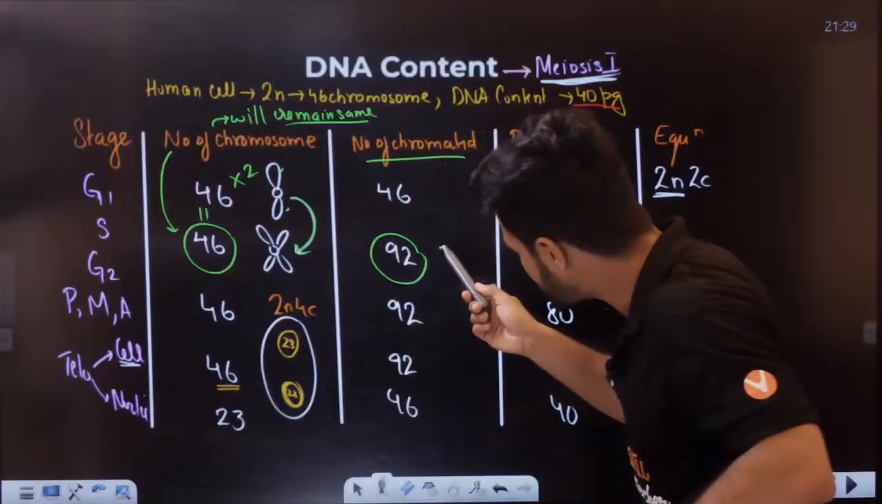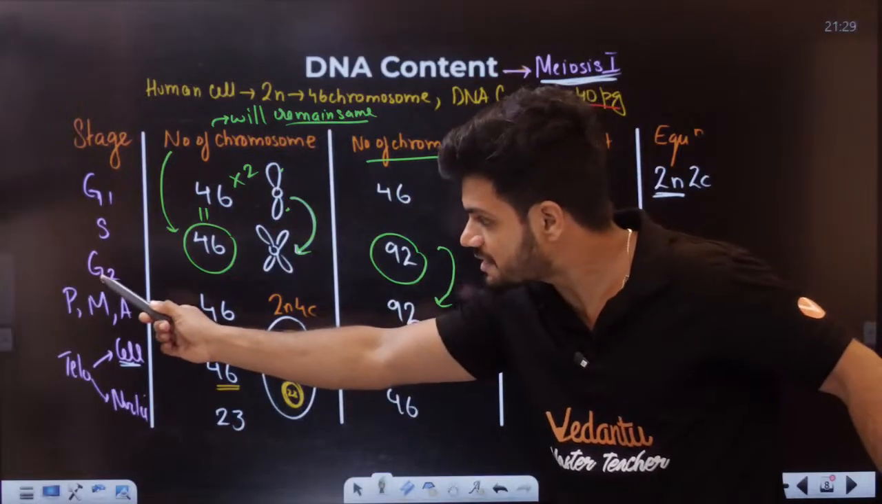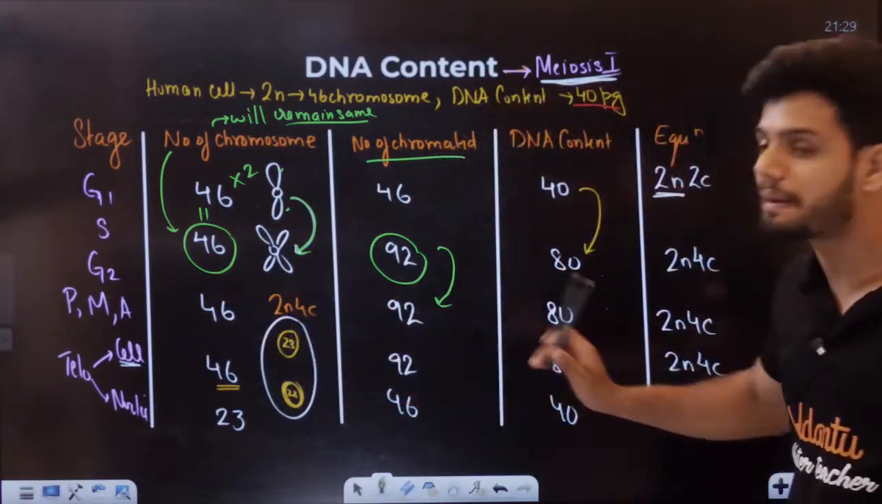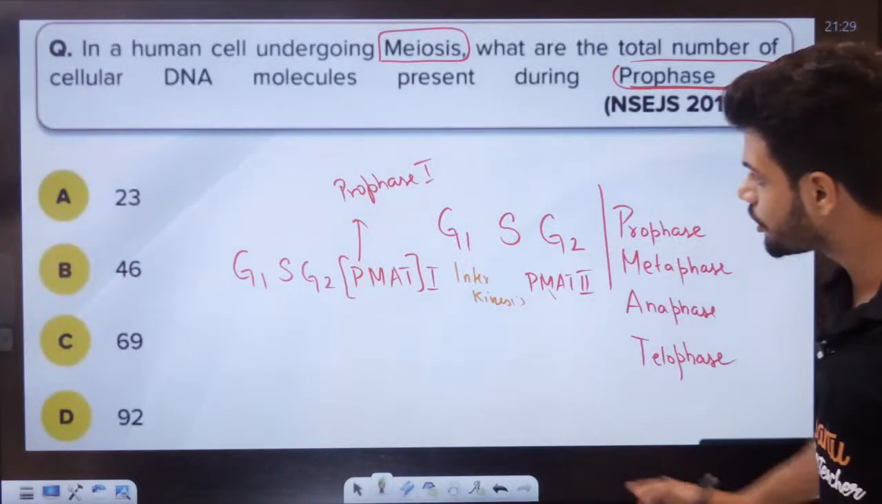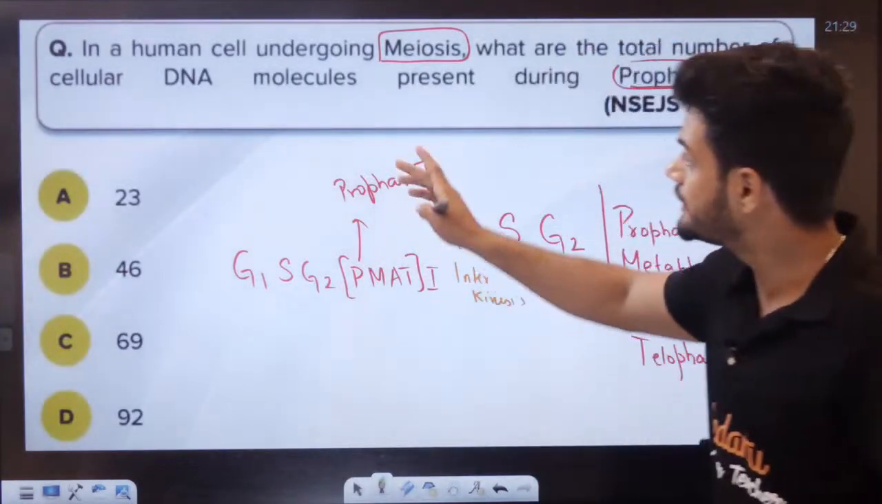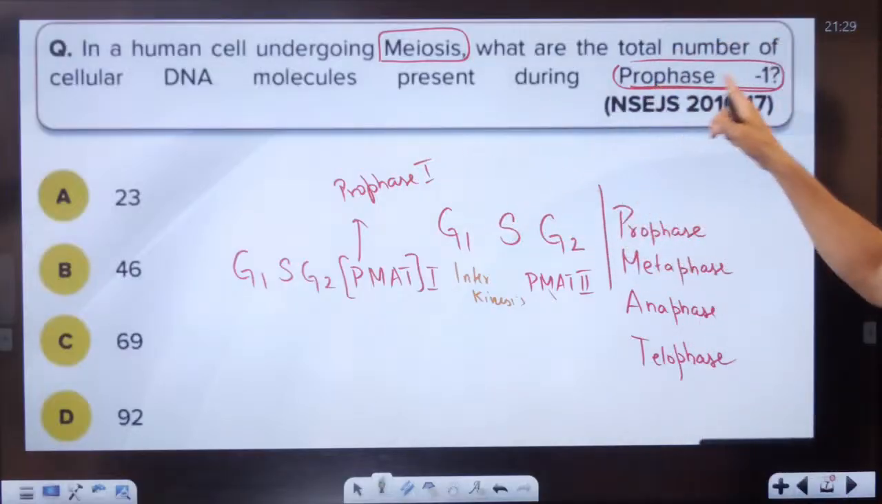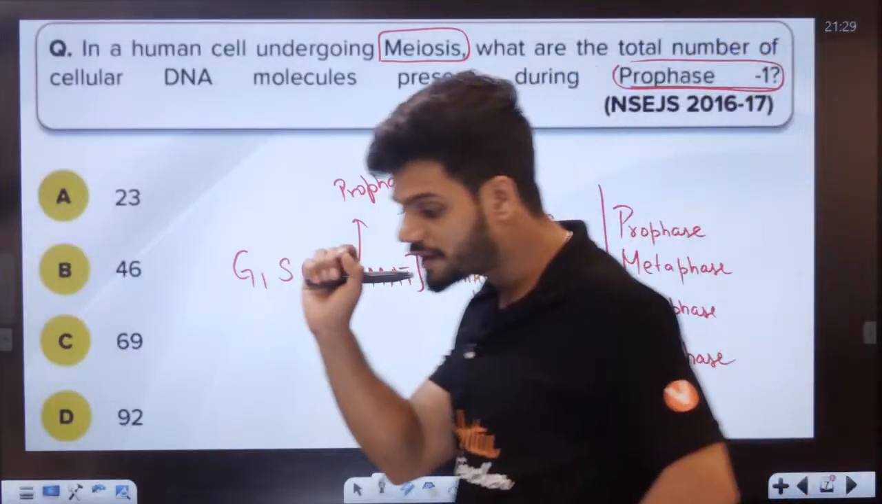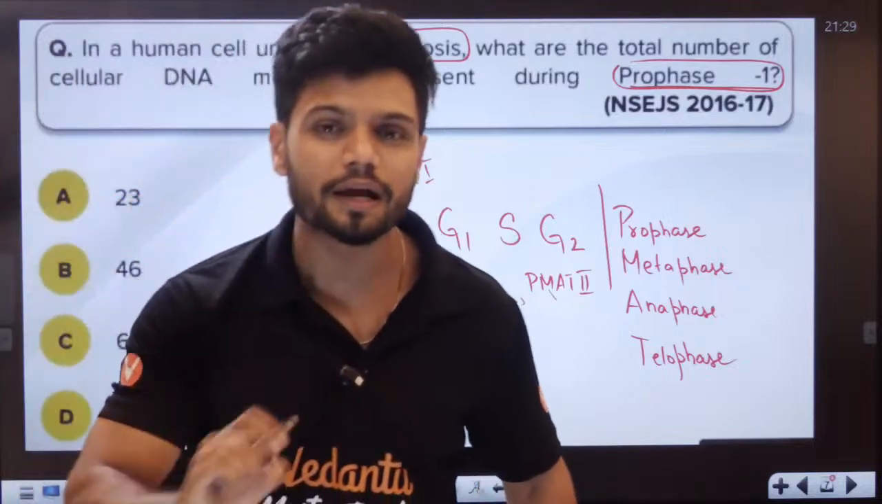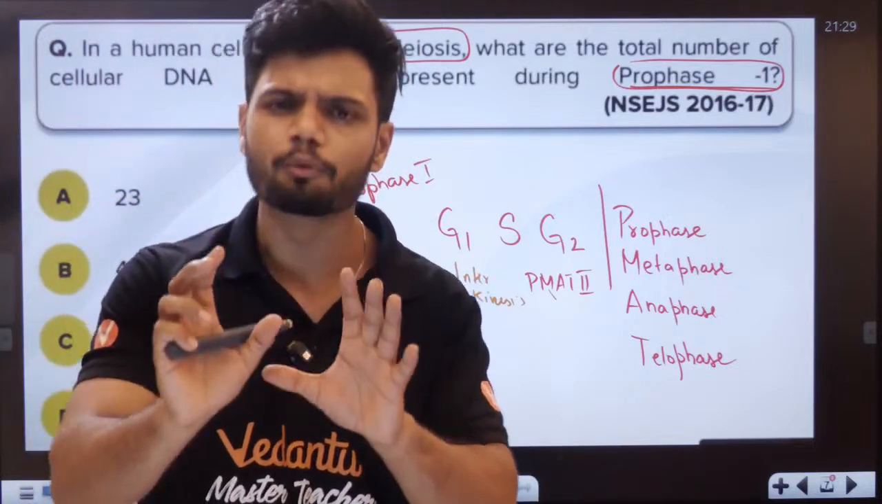The same is maintained in prophase, metaphase, anaphase. So students, what is the answer? The DNA molecules present at prophase 1 is going to be what? 92 right now. So students, I'm going to ask you one more time.